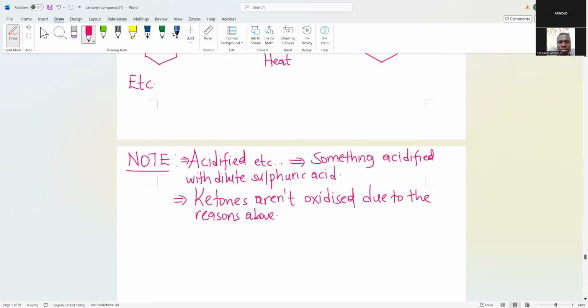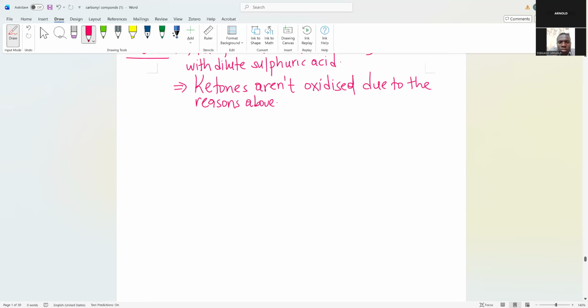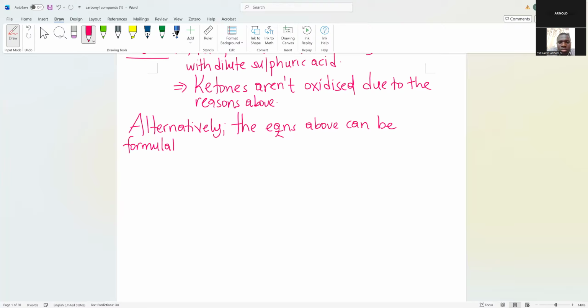Now, alternatively, the equations above can be formulated as follows.